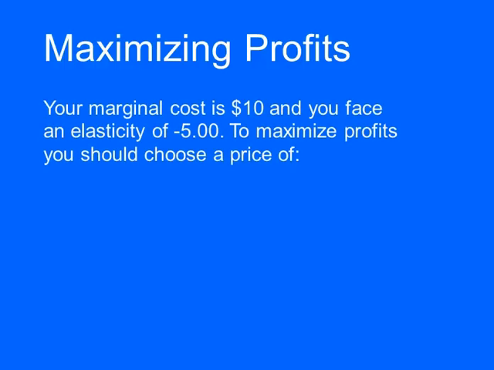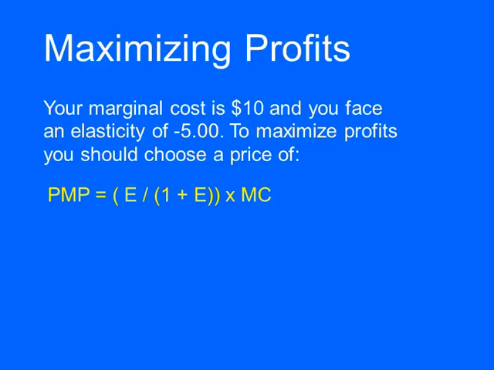Okay, so let's look at this. We have a situation where you know your marginal cost is $10 and you face an elasticity of -5. So that's that elasticity of demand. To maximize profits, you should choose a price of what? Well, I'm going to call it the profit maximizing price. We'll call it the PMP. The book doesn't really abbreviate it as PMP, but they do call it profit maximizing price.